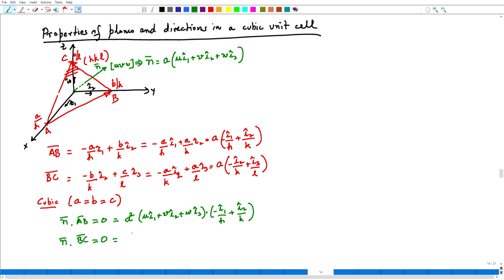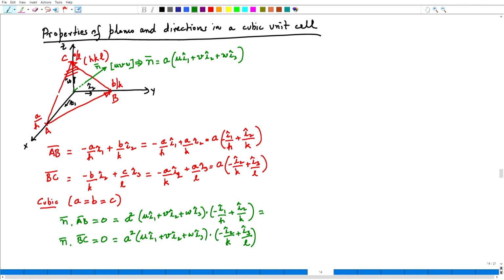Similarly, for the dot product between N and BC, it would be A square times (U i1 plus V i2 plus W i3) dot (minus i2 upon K plus i3 divided by L). Now, it should be clear that if we expand this, we take the dot product of the two terms.